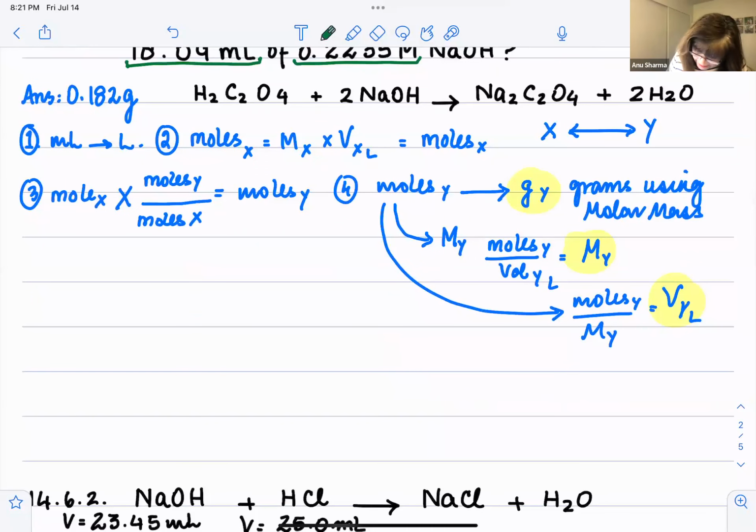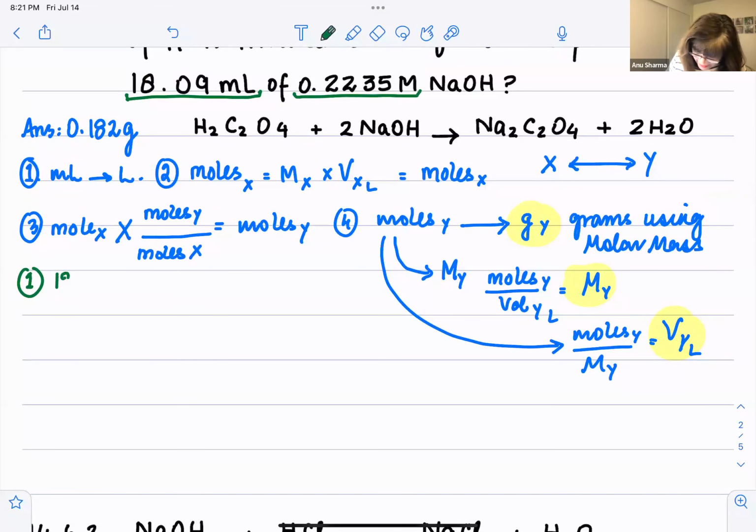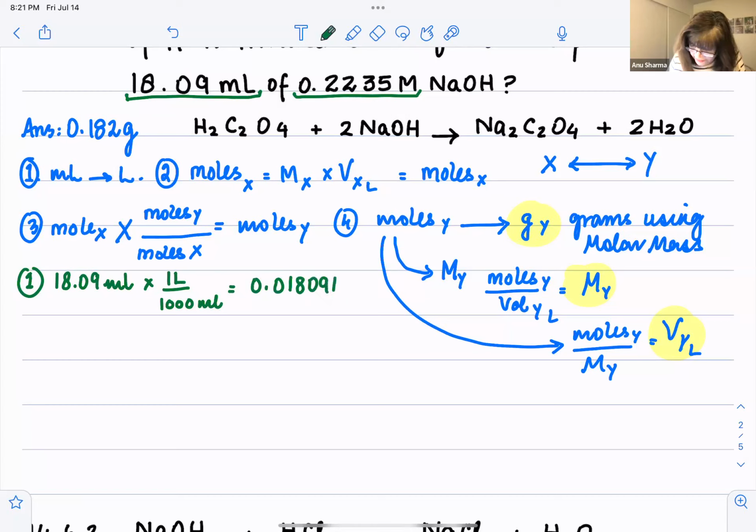So let's do this. Step number one is milliliters. So we have 18.09 milliliters. Convert that to liters, times 1 liter over 1000 milliliters. So this becomes 0.01809 liters.